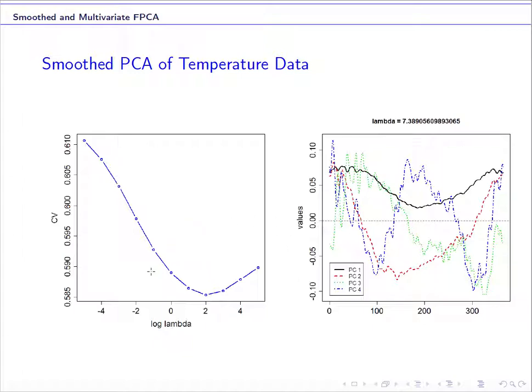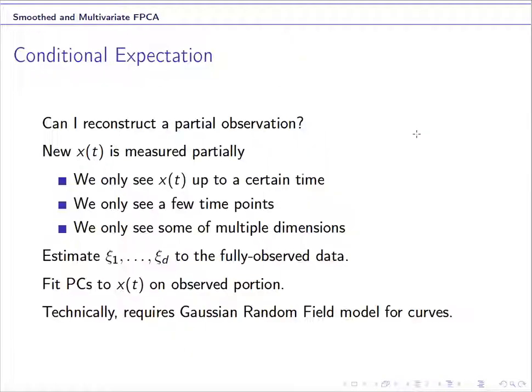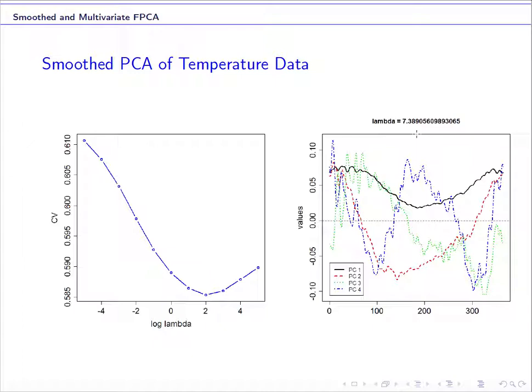So this is the left panel here. It shows how the cross validation changes with log lambda. Here log is the natural logarithm, okay? You can see the cross validation is minimized when log lambda equals 2, basically lambda equals 7.39, okay? So this is the estimated FPC when we choose lambda equal to 7.39. And you can see it's still not smooth enough, right? That's a problem with cross validation. Generally it gives something less smooth than it should be. Okay, so for this case, you can increase lambda if you like.